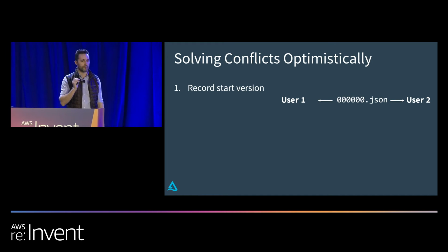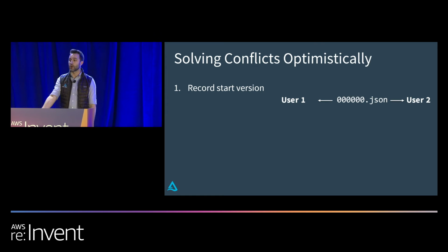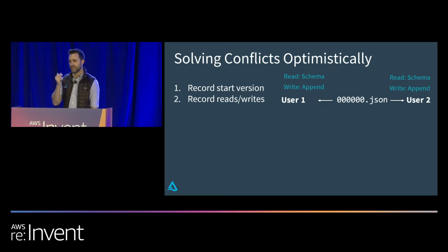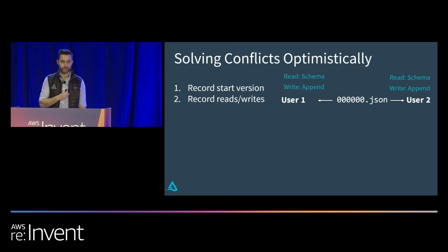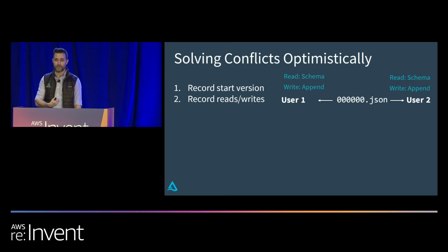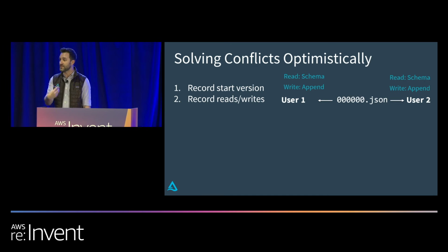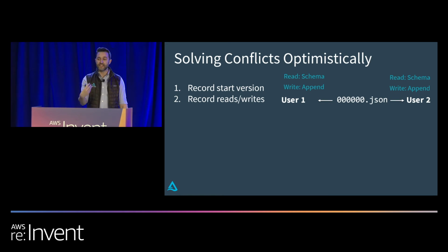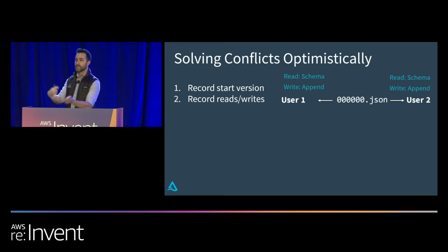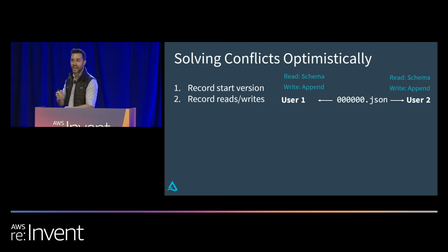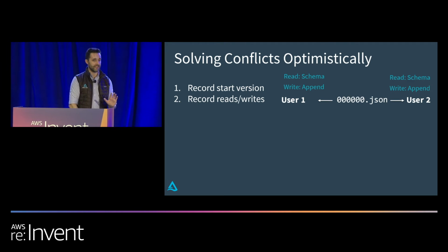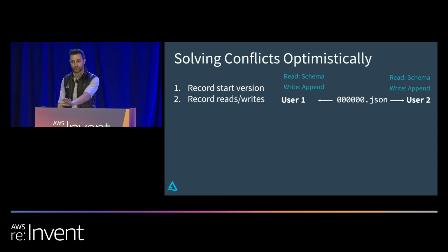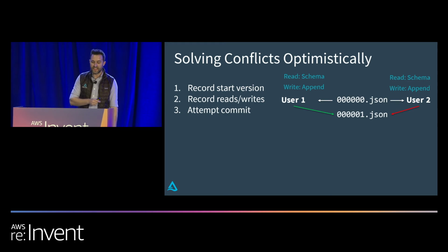When they both start streaming, they will start by recording the start version. So, OK, I'm streaming in, starting at version 0 of the table. They will record what reads and writes they do. In this case, they read the schema of the table to ensure that the data they're writing matches that schema. And then they speculatively write out Parquet files. They create a bunch of Parquet files that will be the data of this transaction. They are not part of the table yet, even though they are written out into the directory where the data is stored. And then they go to commit.